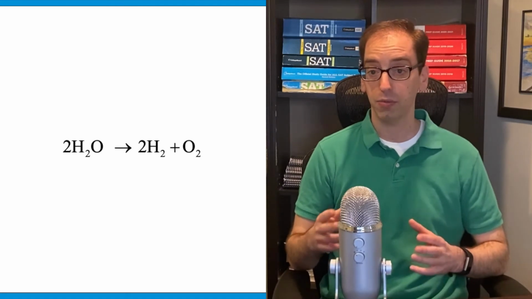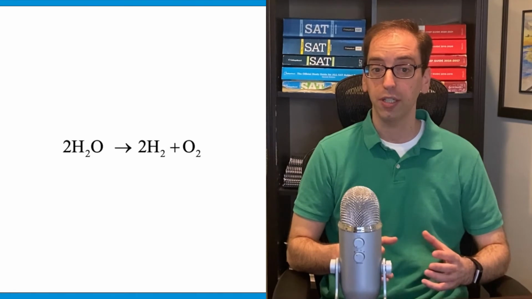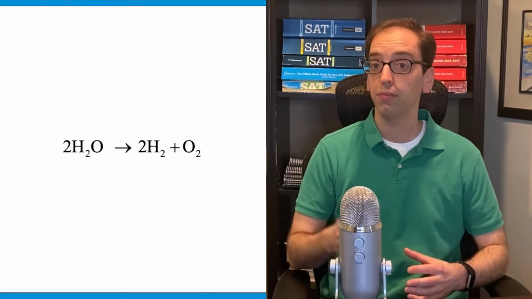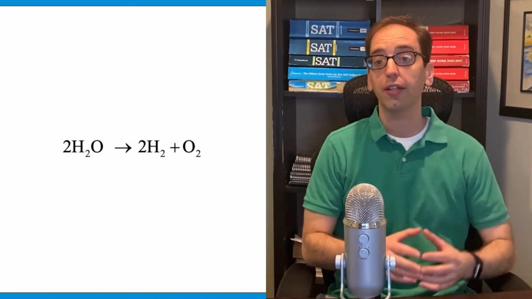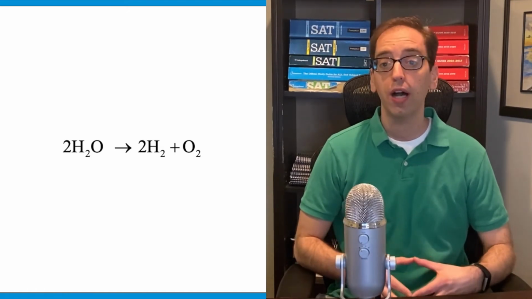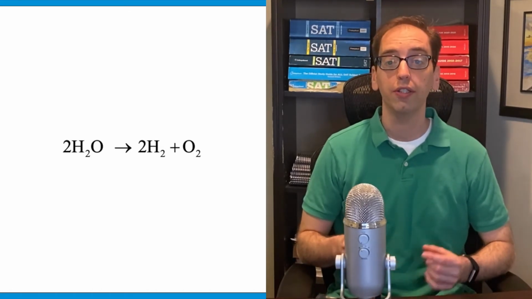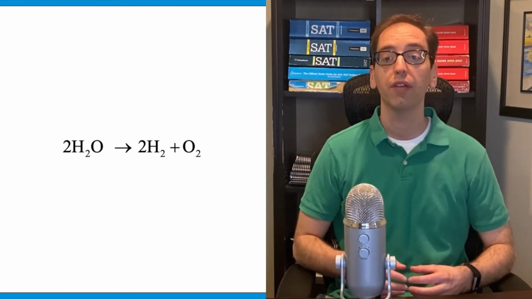And that matches with the right side. On the right side of the equation, that coefficient of 2 in front of the hydrogen gets multiplied by that subscript of 2, also giving us 4 atoms. So that's balanced. And the oxygen checks out as well. So on the left, that coefficient of 2 would get multiplied by the hidden subscript of 1, giving us 2 oxygen atoms on that side. And on the right side, there's really a coefficient of 1 in front of the oxygen. Multiplying that coefficient by the subscript of 2 would give us 2 atoms of oxygen on the right side as well. So these are balanced chemical equations.